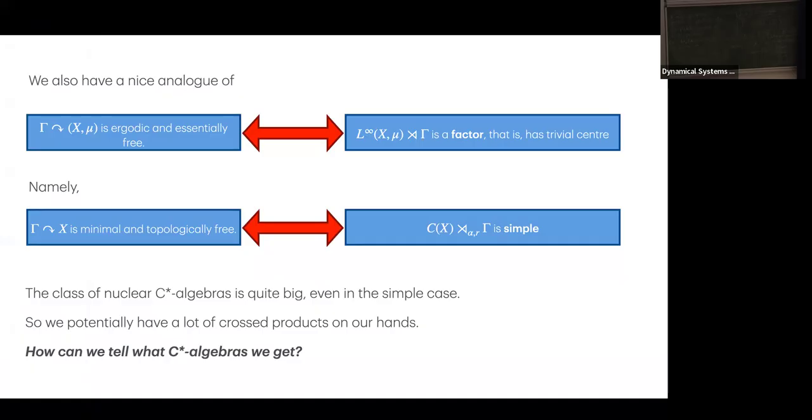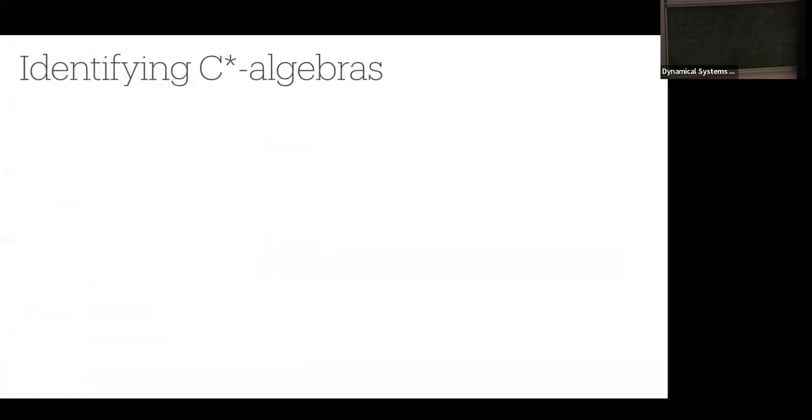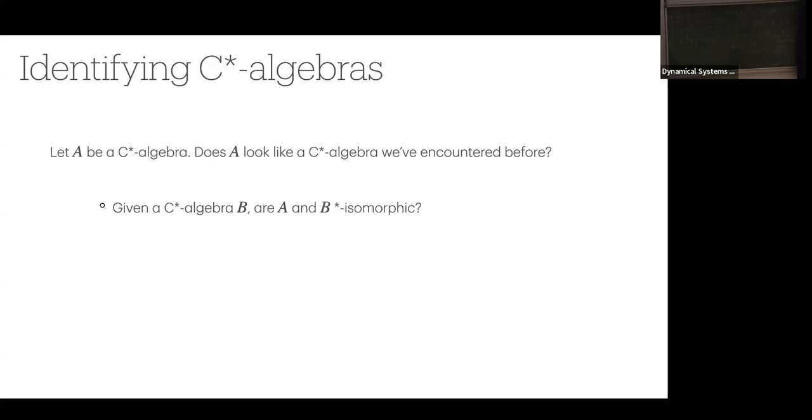So how can we tell what C-star algebras we get? Okay, so again, this is about identifying C-star algebras you might come across in the woods, in the jungle, whatever, in your lunchbox. I don't know. So we meet a C-star algebra and we might want to say, does this look like a C-star algebra we've encountered before? So what I'm really asking here is, can I find a C-star algebra B that I know and love, and are A and B isomorphic?